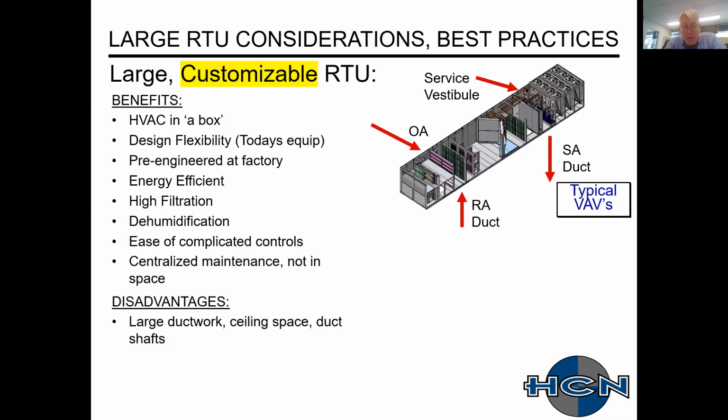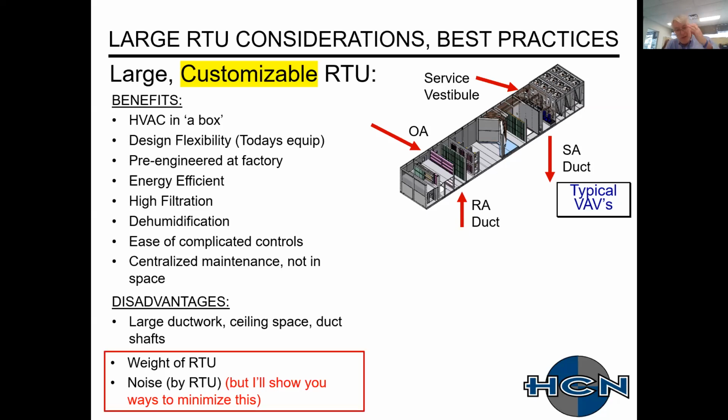Disadvantages of large rooftop units, you just can't get away from it. There's a lot of airflow, so you end up with large ductwork. That means large ceiling spaces, also for duct shafts. And then also, the weight of the rooftop unit and the noise. I'm going to talk about these two things next to try to mitigate or just get a better understanding of what you're faced with when you're designing large customizable rooftop systems.